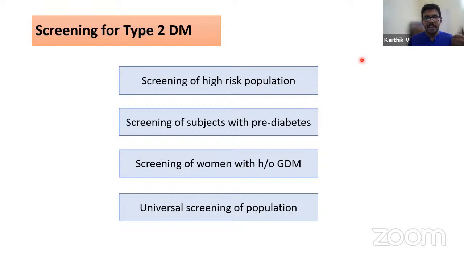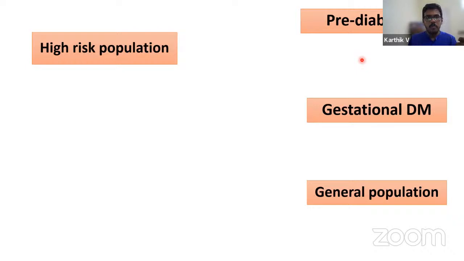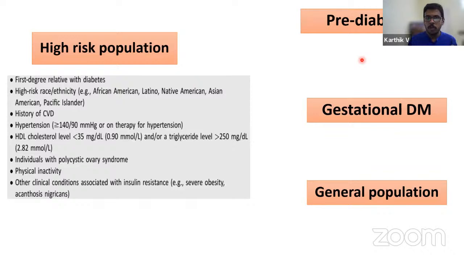Now, what are those individuals whom we define as high risk for developing type 2 diabetes? So they include those with a first degree relative with diabetes, those falling into high risk race or ethnicity, those with a history of cardiovascular disease, those with history of hypertension, dyslipidemia, females with polycystic ovarian syndrome, those who don't have any physical activity, and finally, those with phenotypic manifestations of insulin resistance. So these are the high-risk categories for developing type 2 diabetes.